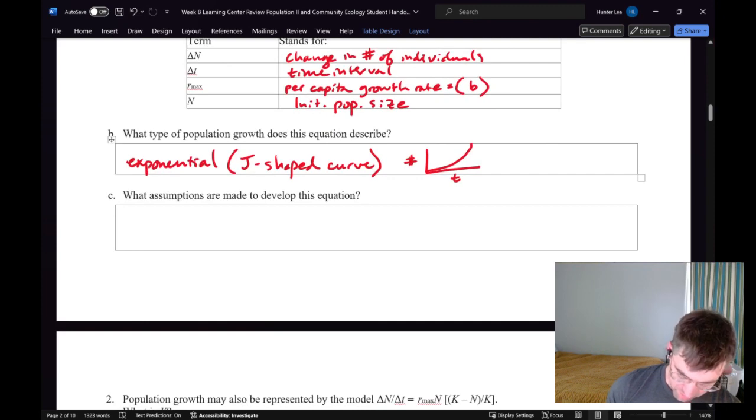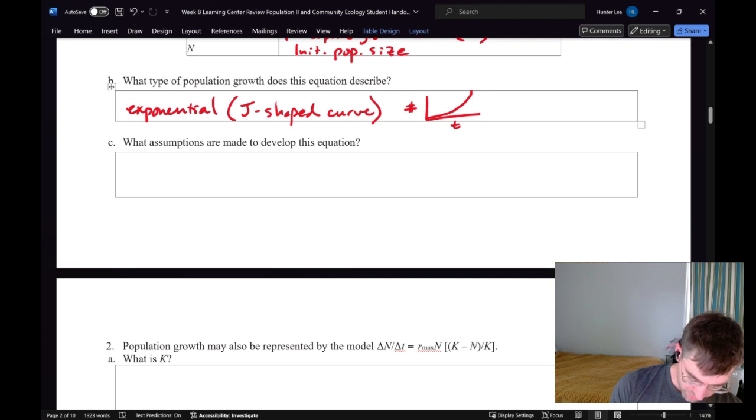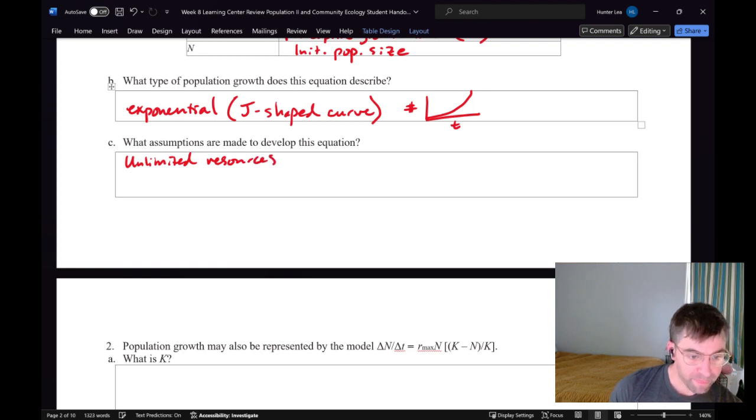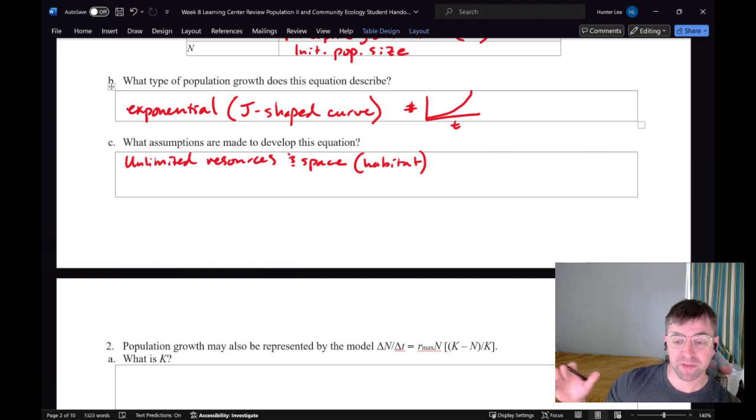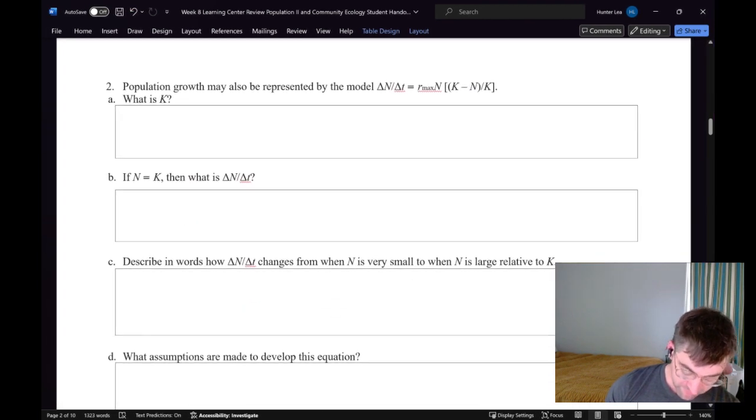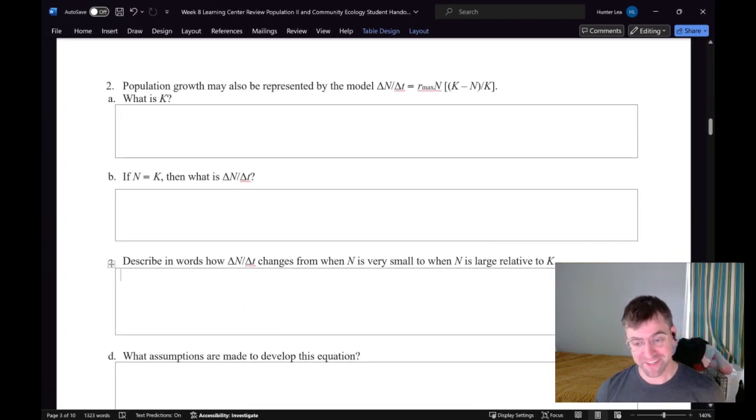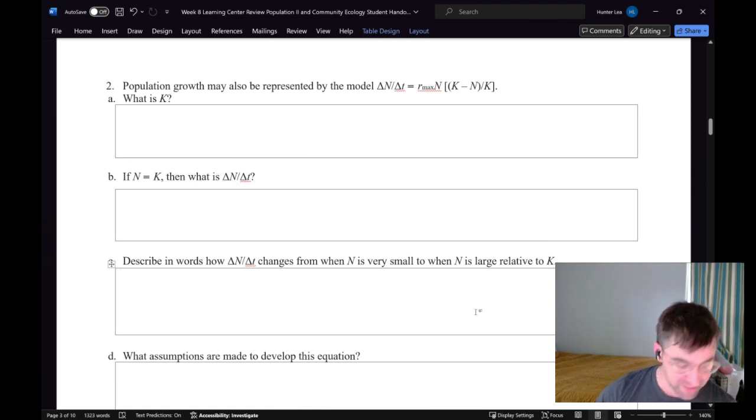And what assumptions are made to develop this equation? We are assuming unlimited resources and space or habitat. As long as nothing in the environment runs out, population can grow exponentially uninterrupted. Obviously, we know that's not how things usually go. So we have to put some other parameters in here.